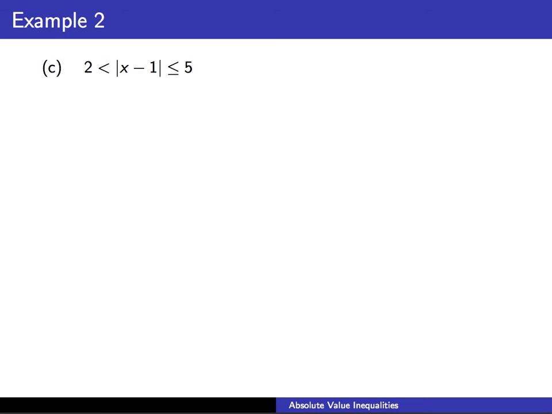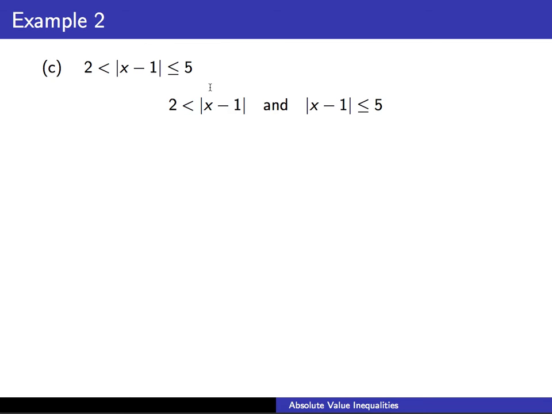All right, in this video we're going to continue with solving absolute value inequalities. So example 2c, we have 2 less than the absolute value of x minus 1, which is less than or equal to 5. So here we have a compound inequality involving absolute value.